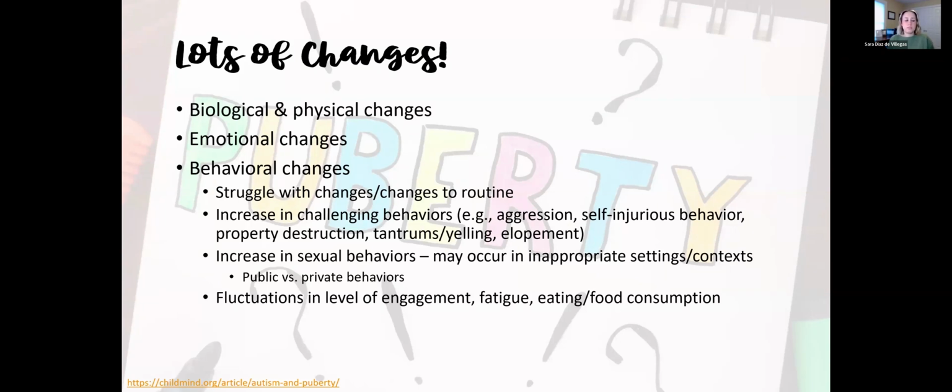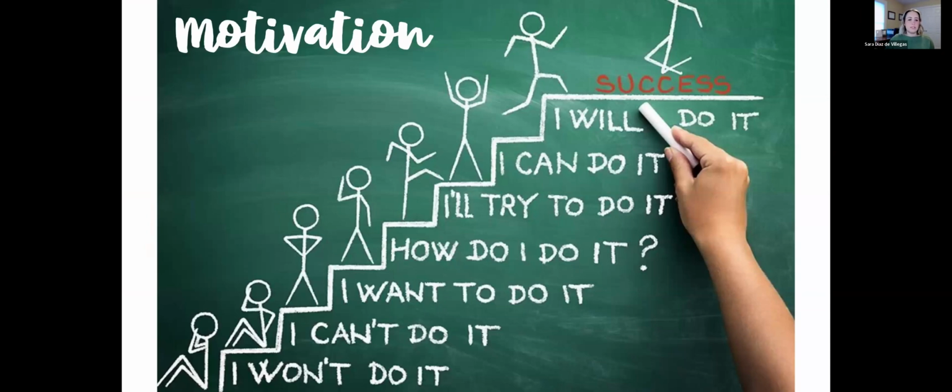And then, like I kind of briefly touched on earlier, there are also likely some behavioral changes that are related to some of those fluctuations. So you may see changes in levels of engagement or social engagement, fatigue, eating, food consumption, so things like maybe avoiding more foods or overeating as well. And all of these different changes that are going on, whether they be biological, physical, emotional, or behavioral, these can all have an impact on your motivation, right?